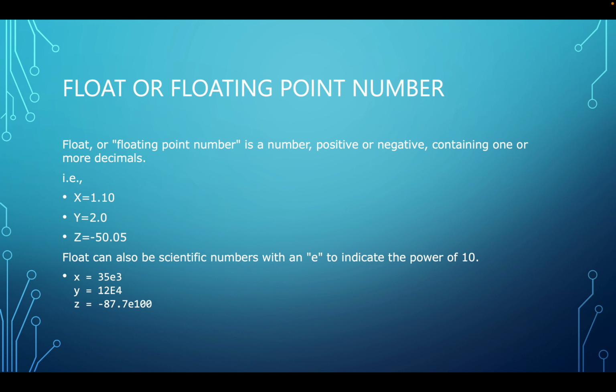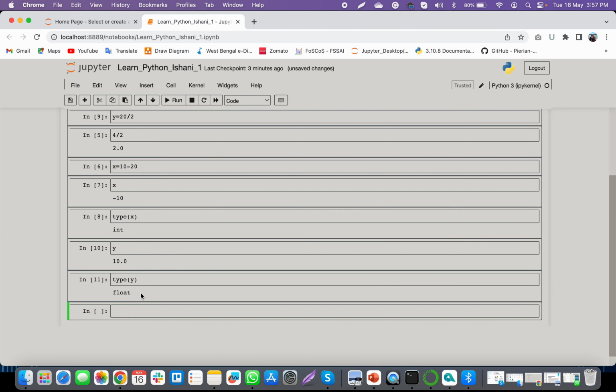Float or floating point number is a number, positive or negative, containing one or more decimals. For example, x is equal to 1.10, y is equal to 2.0, z is equal to minus 50.50. Float can also be scientific number with an e to indicate the power of 10. For example, x is equal to 35e3, y is equal to 12E4, z is equal to minus 87.7e100.